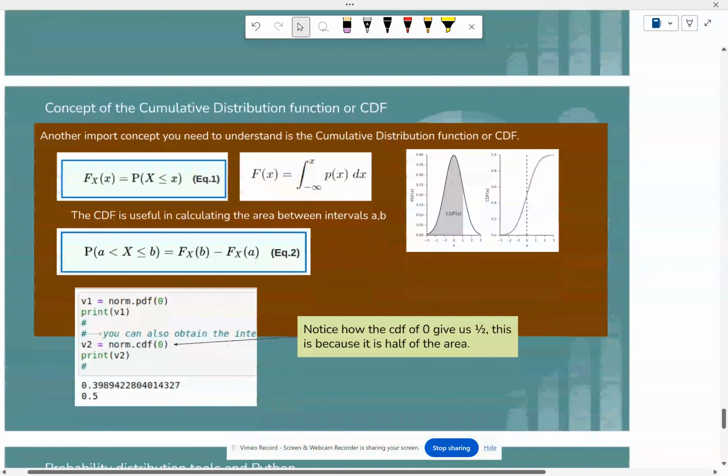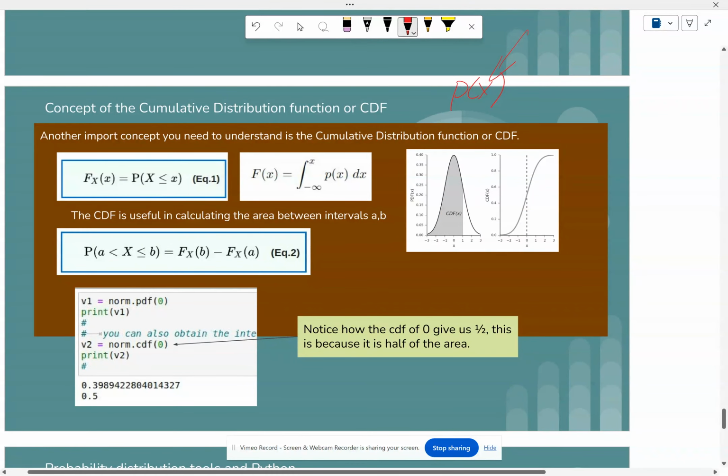Now the concept of a cumulative distribution function. So you have a PDF, p of x, which you put in x and it tells you the probability. Now CDF tells you the probability all the way before. So instead of giving you this value, it's going to give you everything before. Okay?